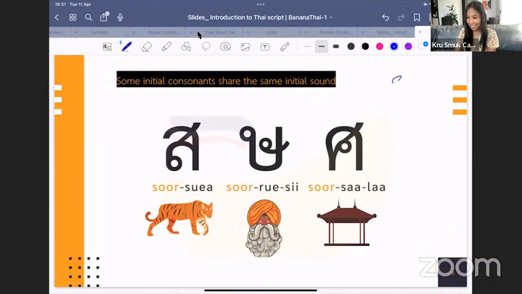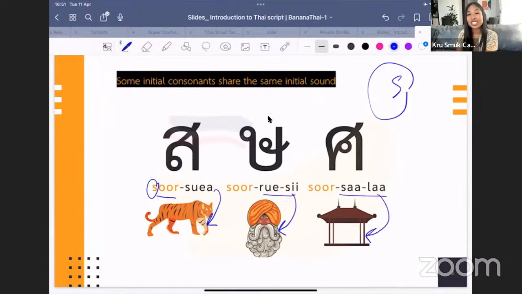right? For example, the first one is สอ. So สอ เสือ, tiger. สอ ฤาษี, which is hermit. สอ ศาลา, which is a pavilion. So as you can see, all of them share the same saw name, right? But if you just say saw, you don't know which saw, unless you call it by the correct full name. All right.